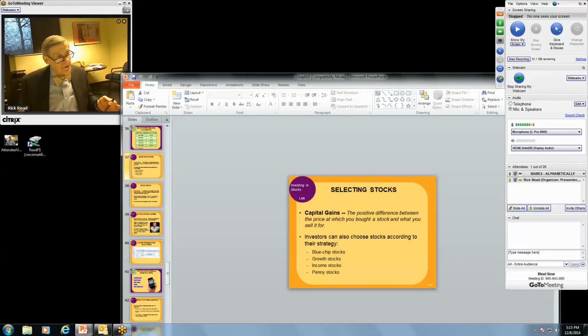How do you want to select stocks? Well, you don't select stocks until you decide what your investment strategy is. Do you want dividend return? Do you want growth, as is mentioned down here? Do you want income? What is it you're looking for? And so you can answer that once you talk to a financial planner.